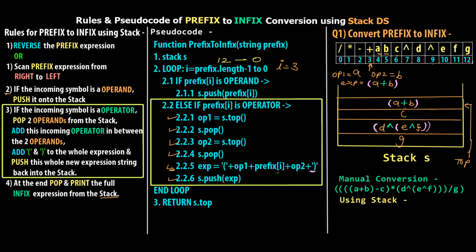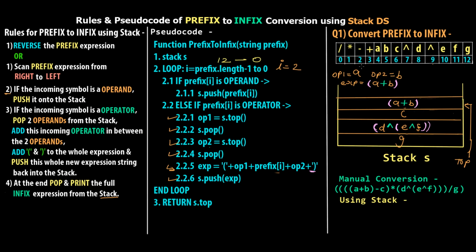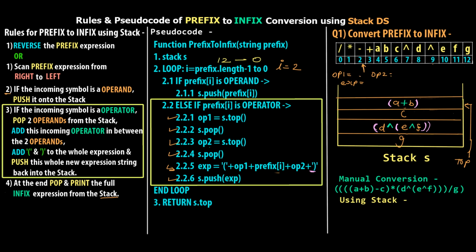2.2.6. We come at the end of the else if, that is end of 2.2. We come at end of the loop. I now becomes 2. So when I becomes 2, we again get minus. So minus is again an operator. So obviously again we have to follow 2.2. That is this else if part. We say OP1 is equal to S dot top, which is A plus B right now. So I'm going to write A plus B over here. Then we remove this top of the stack at 2.2.2. So the new top of the stack is C. Then at 2.2.3 we say OP2 is equal to S dot top. OP2 is C because S dot top is C. We again remove this C at 2.2.4.